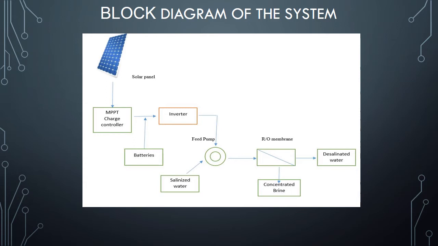And there's another part that is the concentrated brine. Some water cannot be purified by the RO membrane. Depending on its permeability, some portion of the water cannot be desalinated, and that is called concentrated brine. The concentrated brine can either be recycled, or it can be thrown away by the consumer. In my project, I have not recycled the concentrated brine because the specifications of my RO membrane do not support the purification of the concentrated brine.